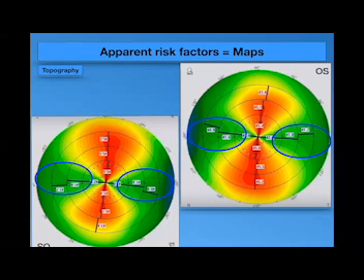And there's a question here. What about the inverted cone? Do you believe that there's an inverted cone?